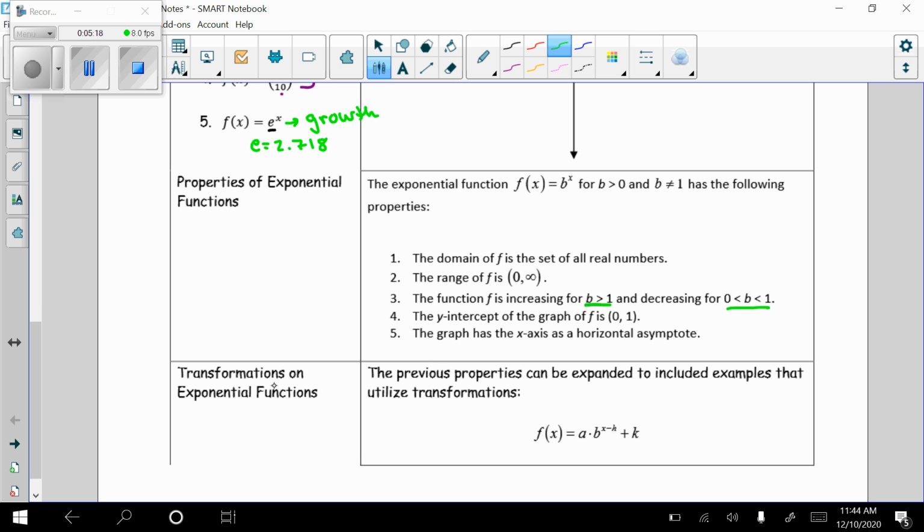Okay, so transformations on exponential functions. The previous properties can be expanded to include examples that utilize the transformations. And so this is the formula we're going to use for that. And we're going to look at, like we did before, what do the values of a, h, and k do to your graph, and how do they shift it so that you can sketch a rough graph of it or describe the transformation without even utilizing a graphing device.